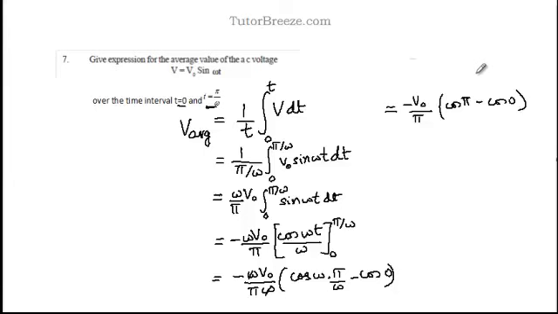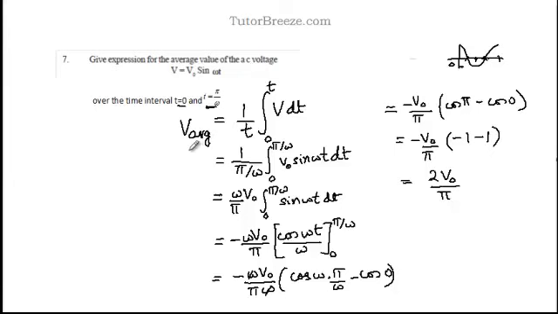See, I generally remember the values of cos pi, etc. from the graph, because you know that a cosine curve starts from 1. So 1, and this is a complete cycle. So this is 0, this is pi by 2, this is pi, this is 3 pi by 2, and this is 2 pi. So the value of cos pi will be negative 1. So we have minus V naught over pi times minus 1 minus, and cos 0 will also be 1. So this becomes 2 V naught over pi, which is the average value for the AC voltage.